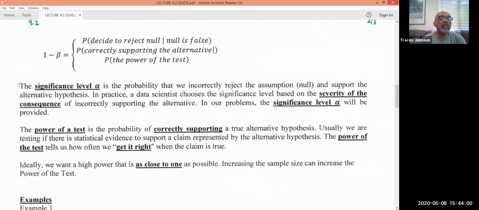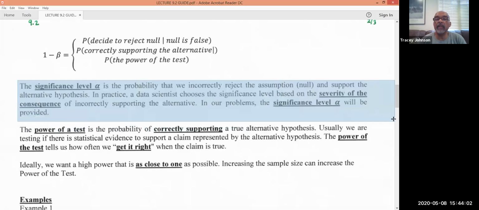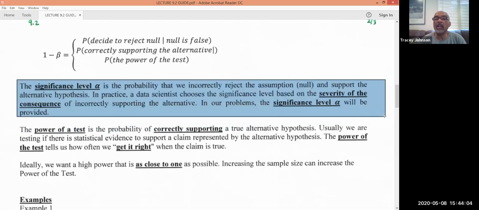The significance level, alpha, is the probability that we incorrectly reject the assumption and support the alternative hypothesis. In practice, a data scientist chooses the significance level based on the severity of the consequence of incorrectly supporting the alternative. In our problems, the significance level alpha will be provided.